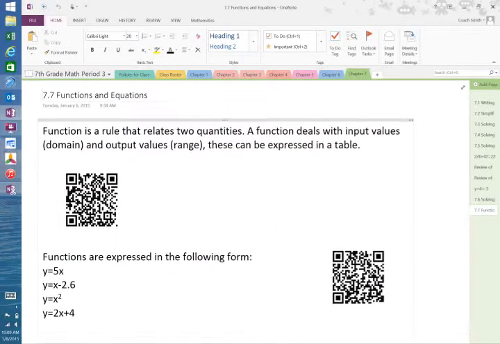Once again, a function is a rule that relates two quantities. A function deals with input values called the domain and output values called the range. These can be expressed in a table. In one of the QR codes we had 2 tables, and part of the problem was to look at those 2 tables and see what the pattern was, which is basically the rule for functions.